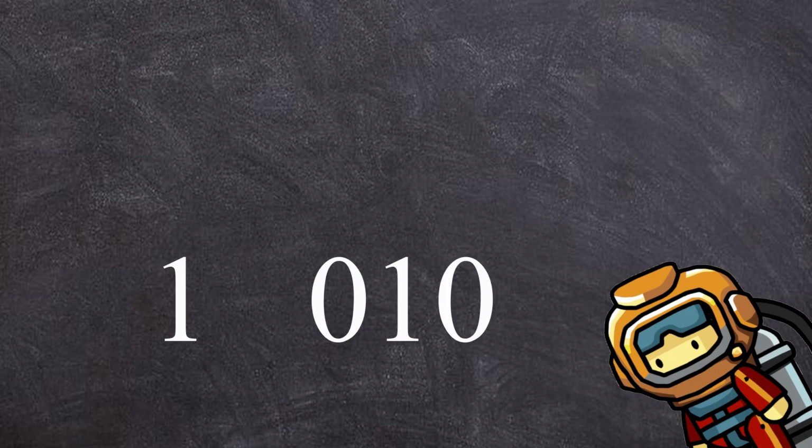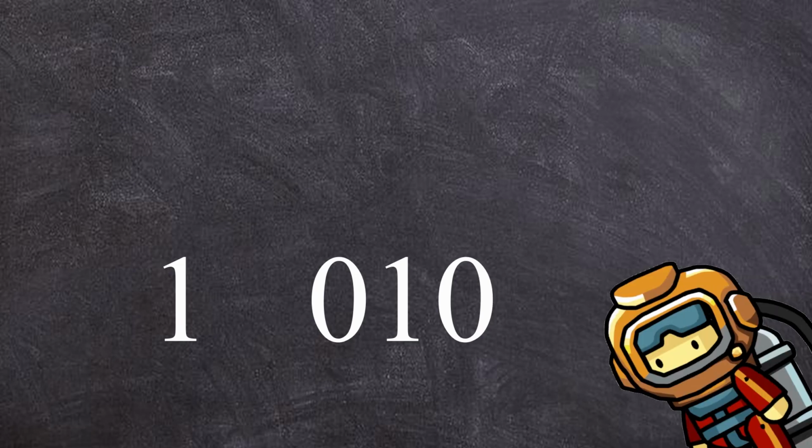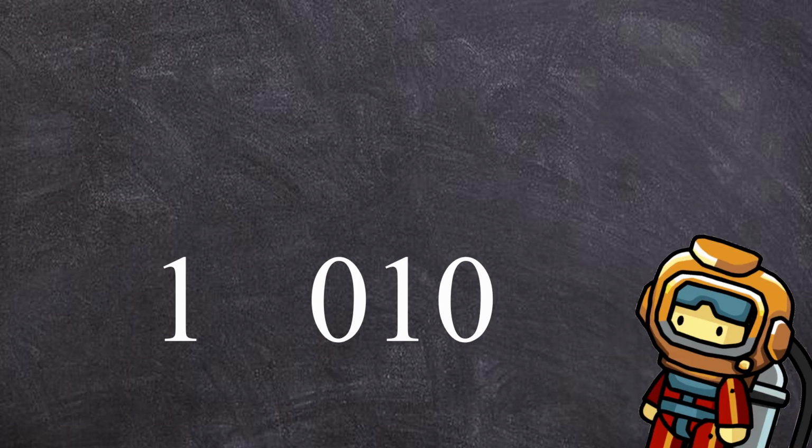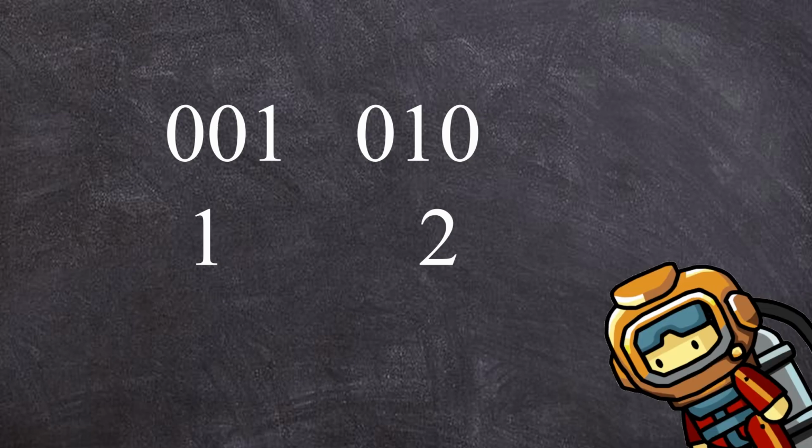Now let's look back at our number 1010. The first set of 3 numbers is 010, and 010 is 2 in decimal, right? So just write down 2. And then look at the set of the next 3 numbers. That's just 1, but you can look at it as 001. Now 001 in decimal is just 1, right? Put those together and you get 12 in octal.